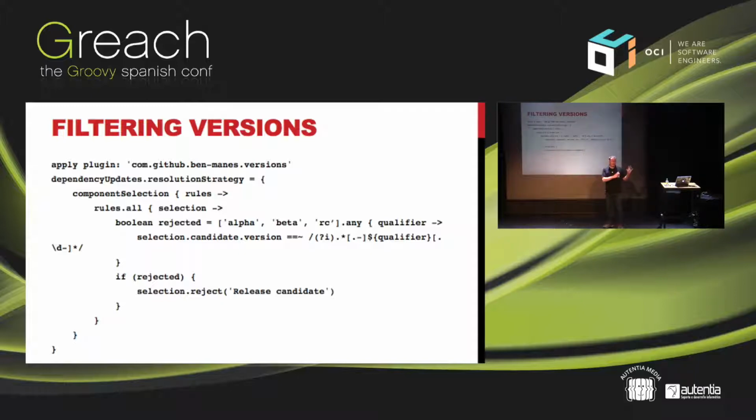So for a fact, I wanted to show, on the Griffon build, I have Spock. The latest official stable release of Spock is 1.0 Groovy 2.4. But there has been a 1.1 Groovy 2.4 RC3, I believe. And I don't want to see RC releases. So with this code right here, when I run it on my Griffon build, I don't see that particular version of Spock as a possible candidate for upgrade.